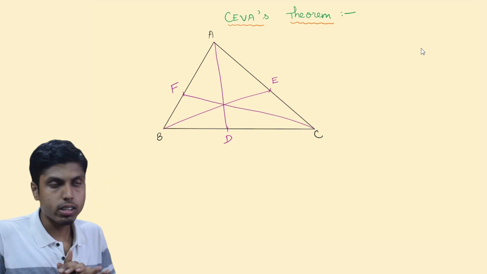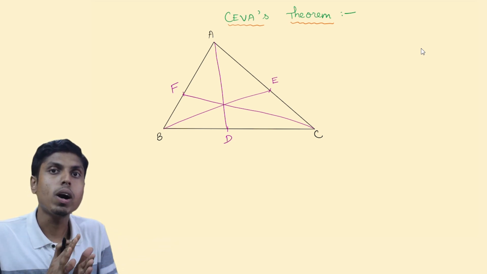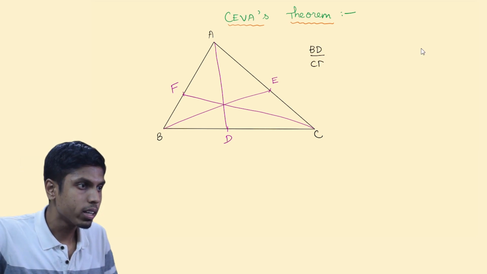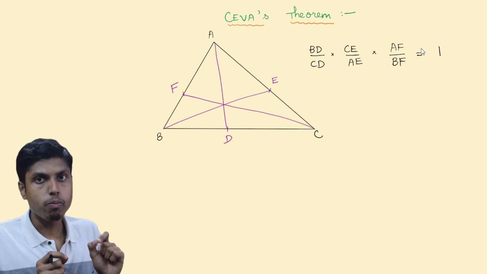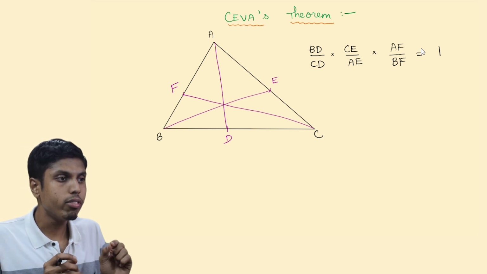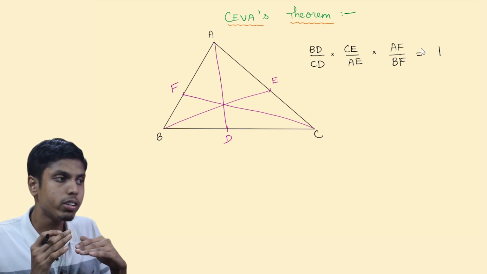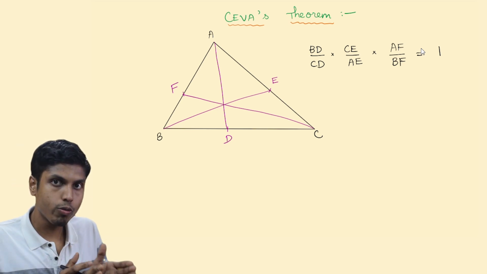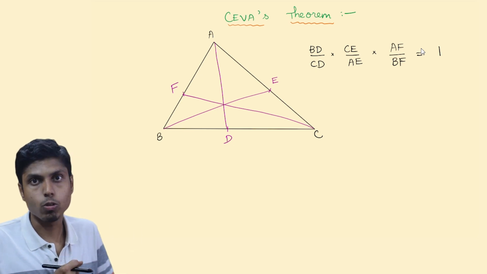Now, Ceva's theorem gives us the condition for which these three cevians concur. Concur means they all pass through a point on the plane. So the condition goes as follows: BD by CD times CE by AE times AF by BF equals 1. So it's just determined by points on these three sides. So if they satisfy this condition, then the cevians that connect from the vertex to the opposite side will all concur at a point. We are not going to get into the proof of this, but we are using the result of Ceva's theorem in order to understand isogonal conjugate points.